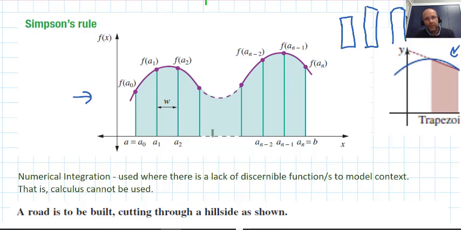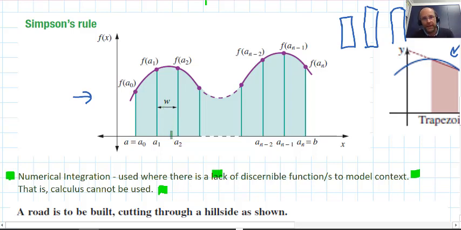Now, why do we need this? Well, this type of numerical integration method would be used if we've got some data that was measured out and we don't have a discernible continuous function or functions to model the area that we need. Okay, so it's where we can't use calculus. There's not a suitable function or not a known function.